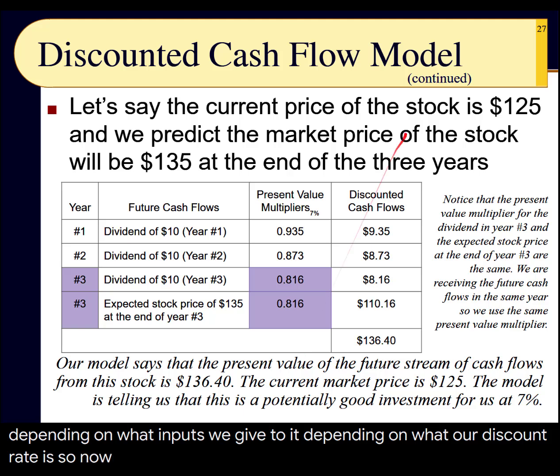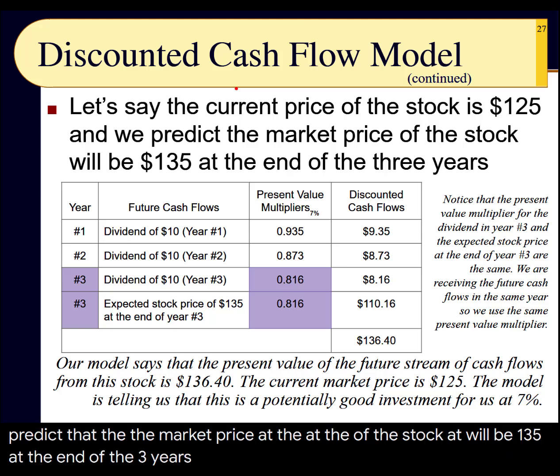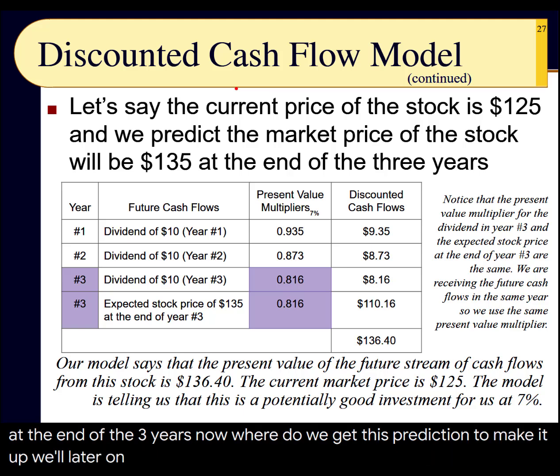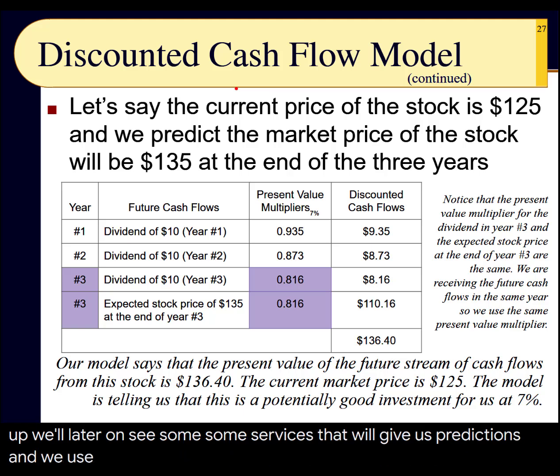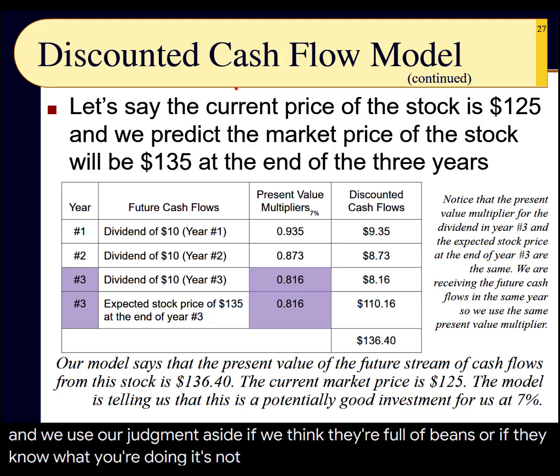So now let's say that the current price of the stock is $125. We predict that the market price of the stock will be $135 at the end of the 3 years. Now, where do we get this prediction? We can make it up. We'll later on see some services that will give us predictions, and we use our judgment to decide if we think they're full of beans or if they know what they're doing. It's not a precise science.